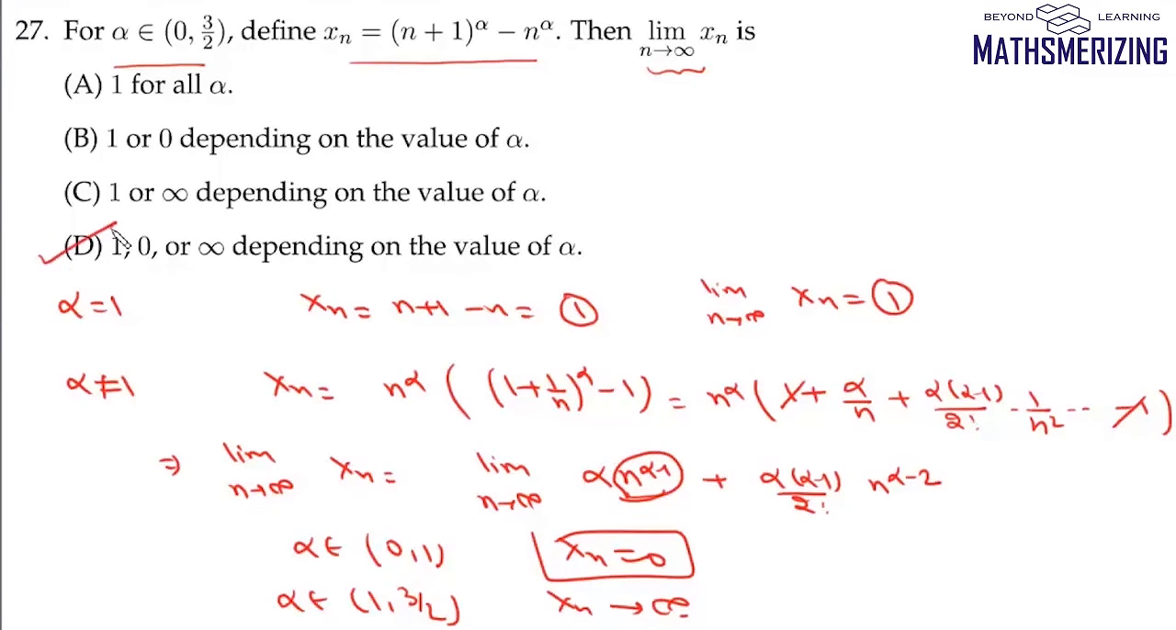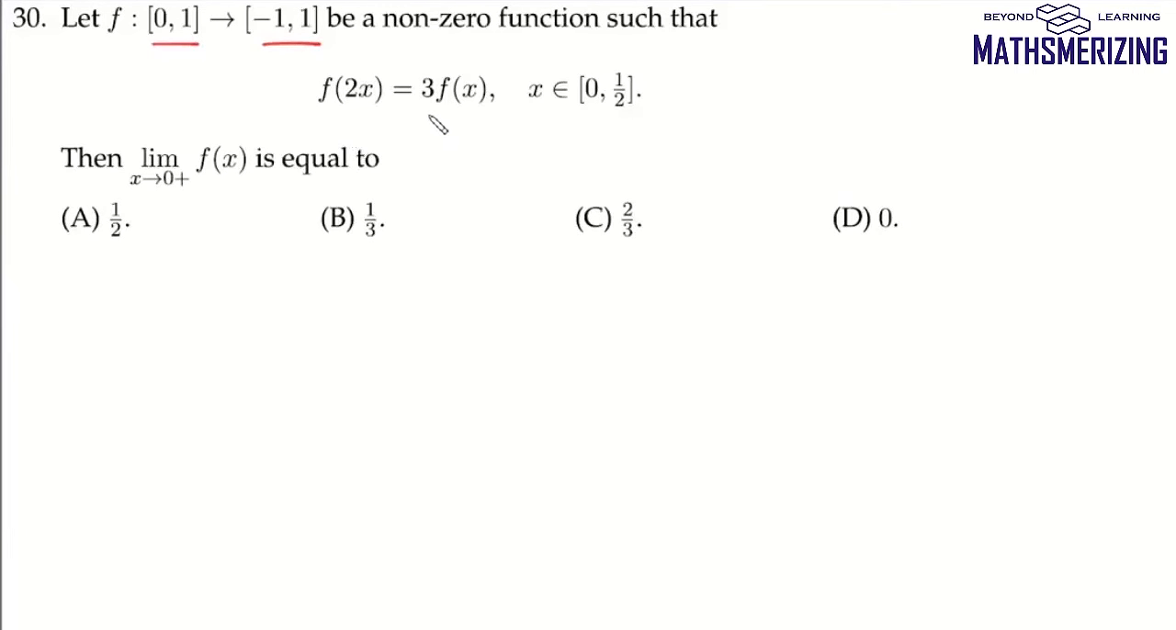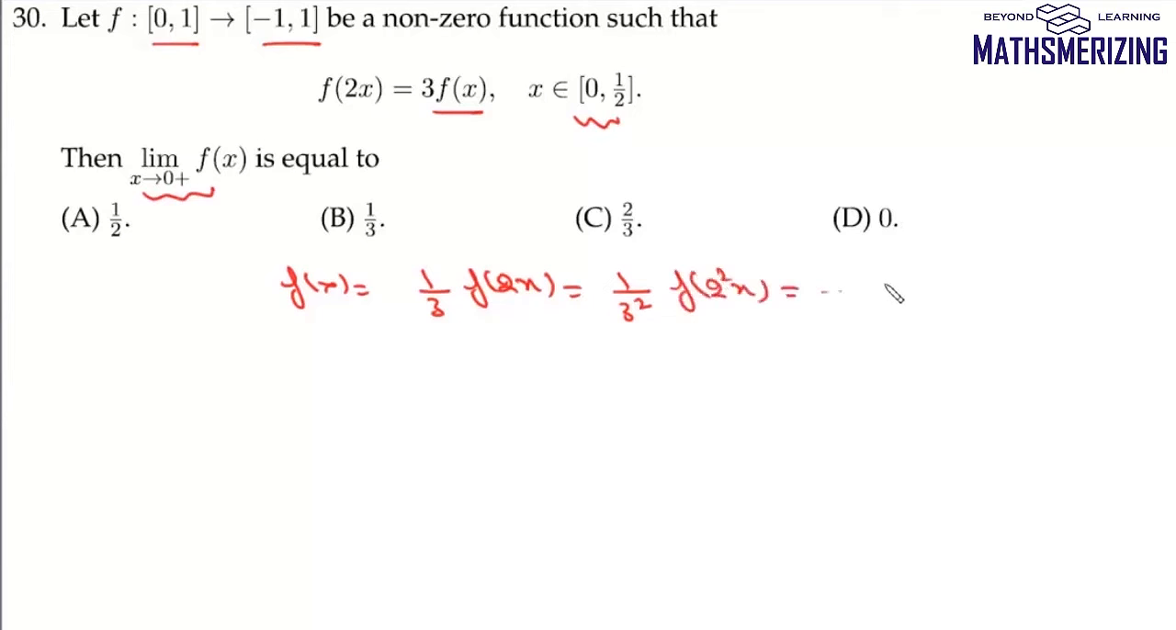Now question number 30 is, we are given this function from 0 to 1 to minus 1 to 1, and it is a non-zero function such that f(2x) is equal to 3f(x) when x lies between 0 and 1 by 2. We need to find this limit x tends to 0 positive f(x). Now what we'll do is, we can write this f(x) as 1 by 3 f(2x). Now we can write f(2x) as 1 upon 3 square into f(2 square x), and if we continue the iteration, we can write this as 1 upon 3 to the power n f(2 to the power n into x). Now we can keep doing it till we get this limit n tends to infinity.